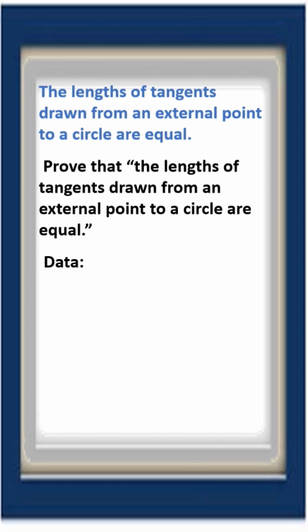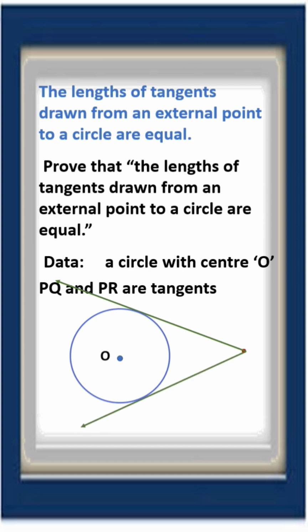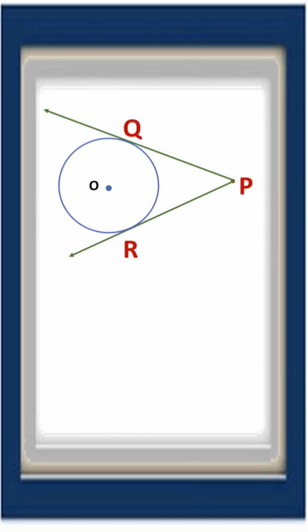What is given here? What is the data here? A circle with center O, and PQ and PR are the tangents. P is the external point. From P, we have two tangents, that is PQ and PR. To prove: PQ is equal to PR, that means the tangents are equal in length.